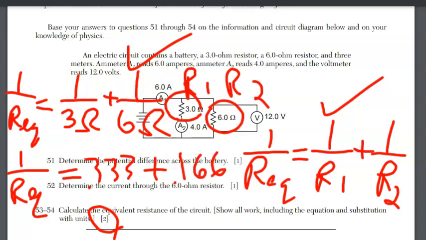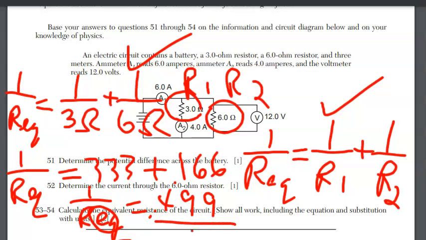Now, I don't just add these up. So my 0.333 plus my 0.166, and I get an answer of 0.499. Oh, that's my answer. No, it is not, because remember, it's 1 over Req. Now I have to flip it, right? So I'm going to take my 0.499 divided by 1. I'm going to go ahead and flip that, just like I'm going to flip the Req.